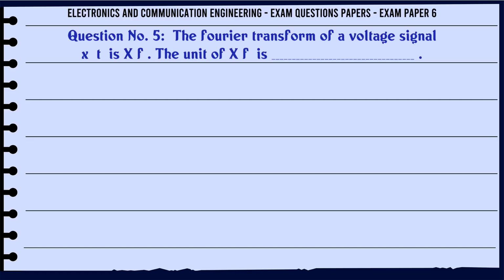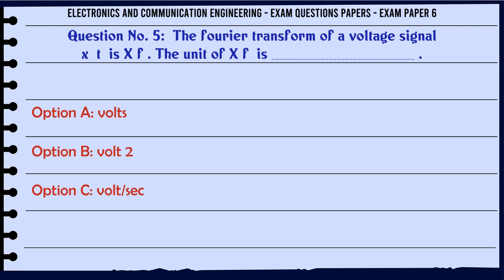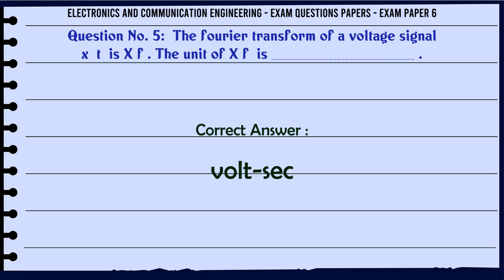The Fourier transform of a voltage signal x(t) is X(f). The unit of X(f) is: A. Volts. B. Volt squared. C. Volt-sec. D. Volt/sec. The correct answer is volt-sec.